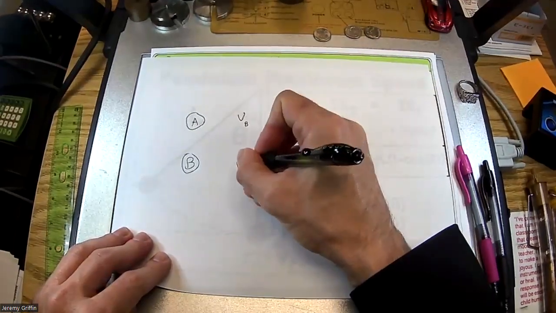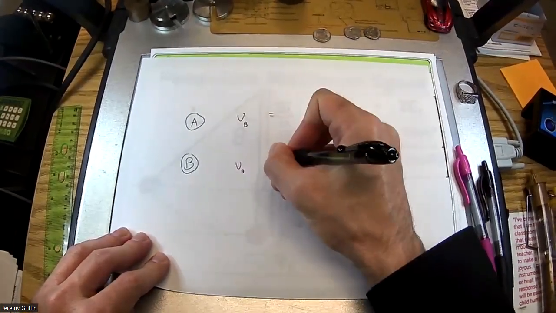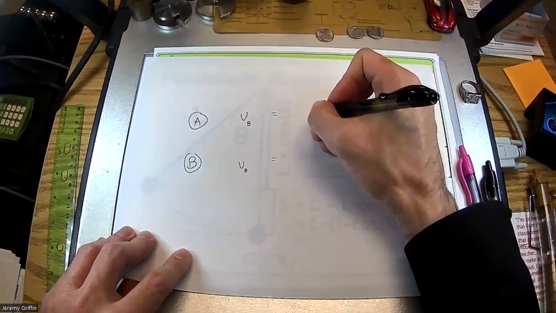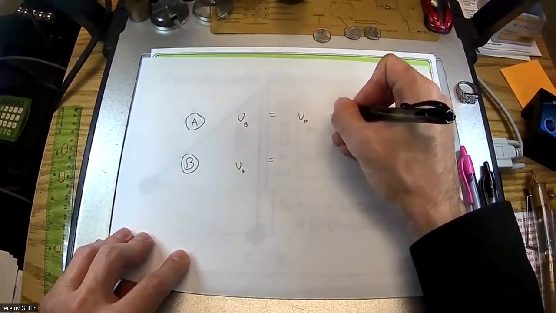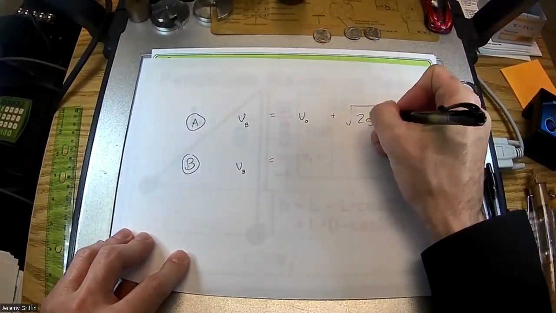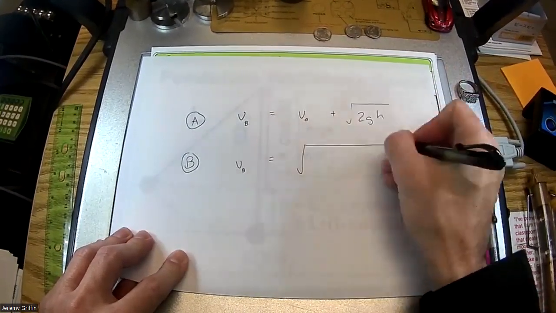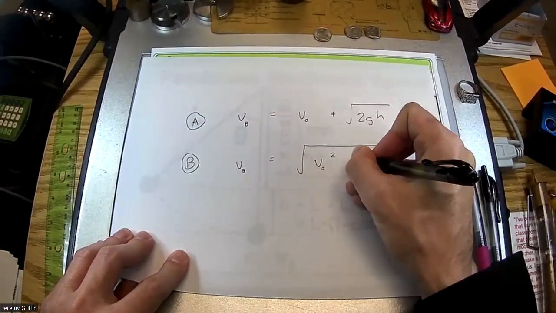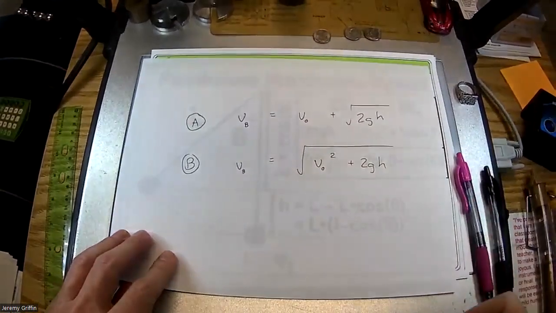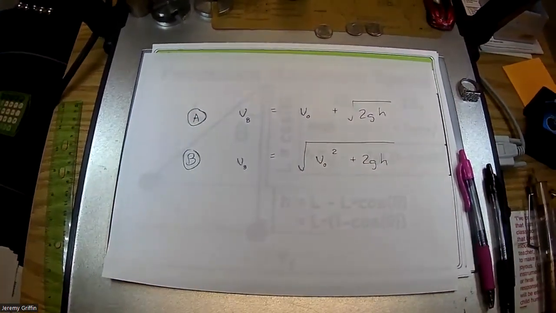I call it speed at the bottom. Right? Is equal to your push off speed plus square root 2gh, or is it equal to the square root of the push off speed squared plus 2gh? Right? One of those is correct and one of those is incorrect.